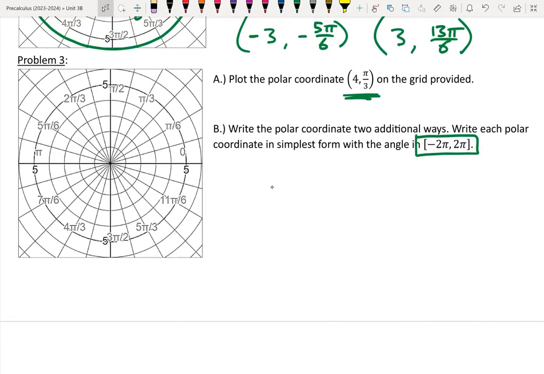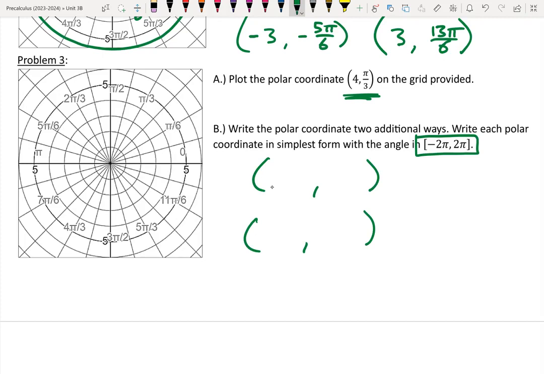So I want you to go ahead and try problem 3. Part A, plot the coordinates. Part B, just give our coordinates in 2 other ways. There will be 3 other ways. You give 2 of them. Again, angle needs to be between -2 pi and 2 pi. So just from the unit circle.